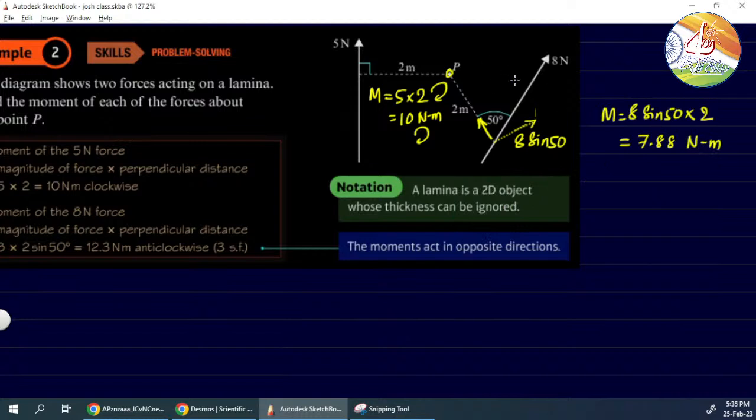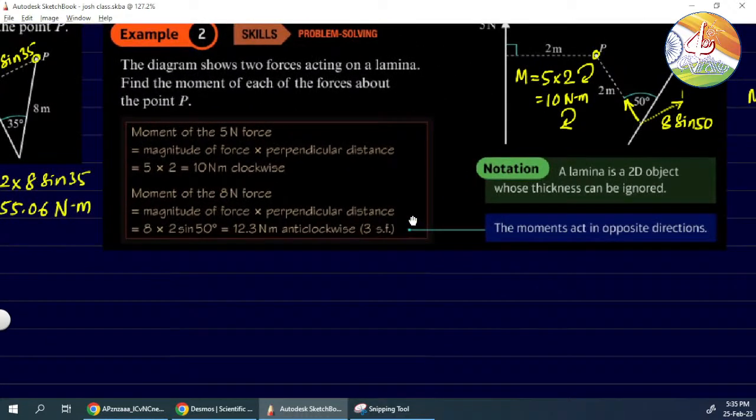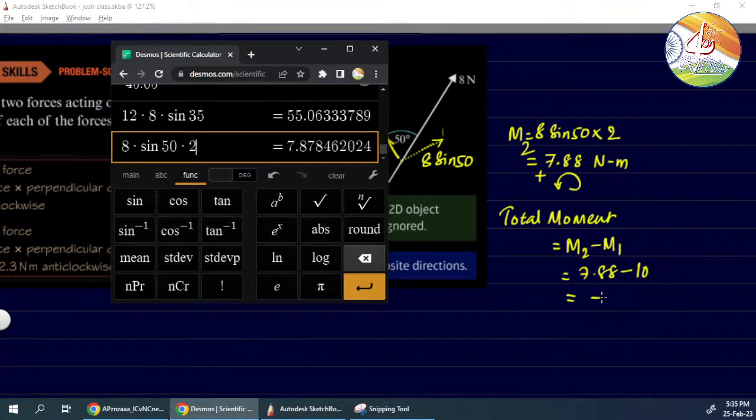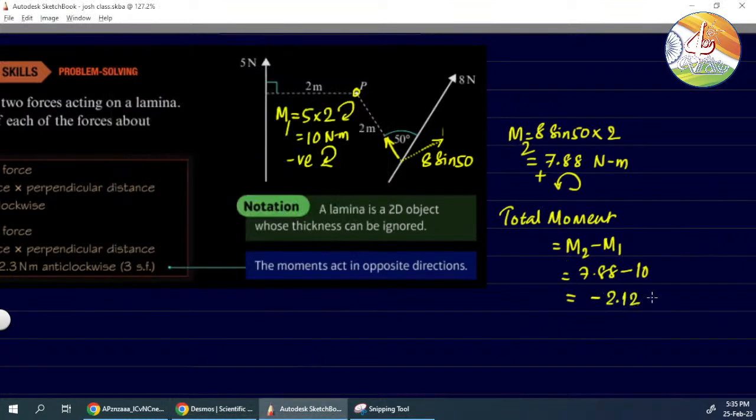Okay, and this one is in what direction? This one is anti-clockwise, no? Yes. This one is anti-clockwise, this one is clockwise. So if you are asked to find the total moment, the result of both these forces, then let's call this m1, this m2. What you have to do? Total moment. So anti-clockwise, let us take it as positive. Clockwise will become negative, right? So m2 minus m1. So that is 7.88 minus 10. So we are getting minus how much? 2.12. Minus 2.12 Newton meters.